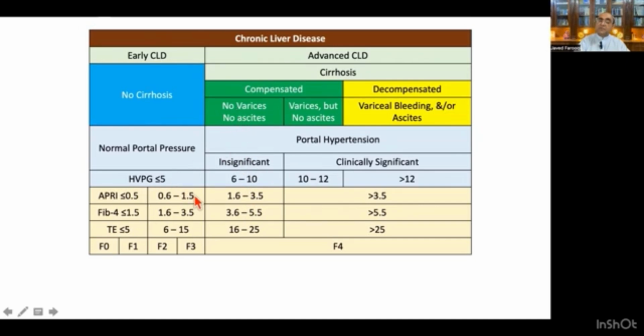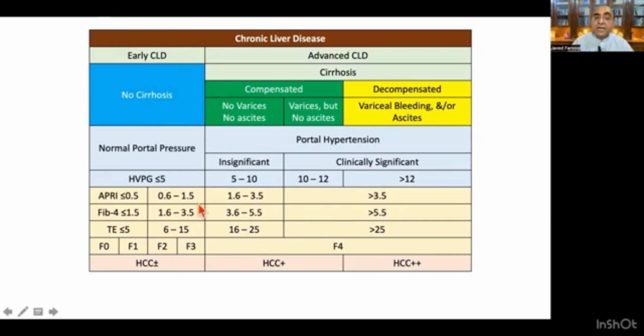If the APRI is less than 1.5, FIB-4 is less than 3.5, or elastography is less than 15, probably this is the non-cirrhotic stage, and the patient has normal portal pressure. Though fibrosis may be there, if you go for exact fibrosis staging, when it is 6 to 15, or 1.5 to 3.5, or 0.6 to 1.5, this is a stage when it may be F2 or F3 fibrosis. If it is less than 0.5, less than 1.5, less than 5, this is a stage when there will be F0 or F1 fibrosis, which is the group we are mainly concerned with.